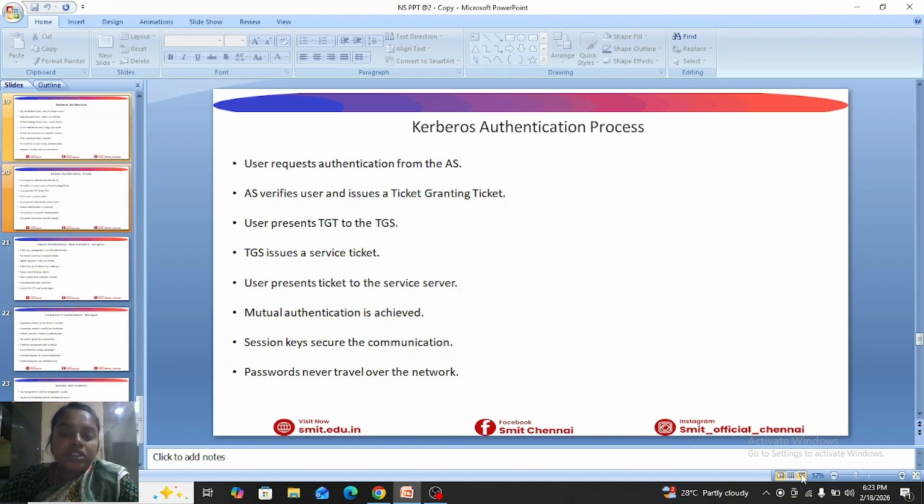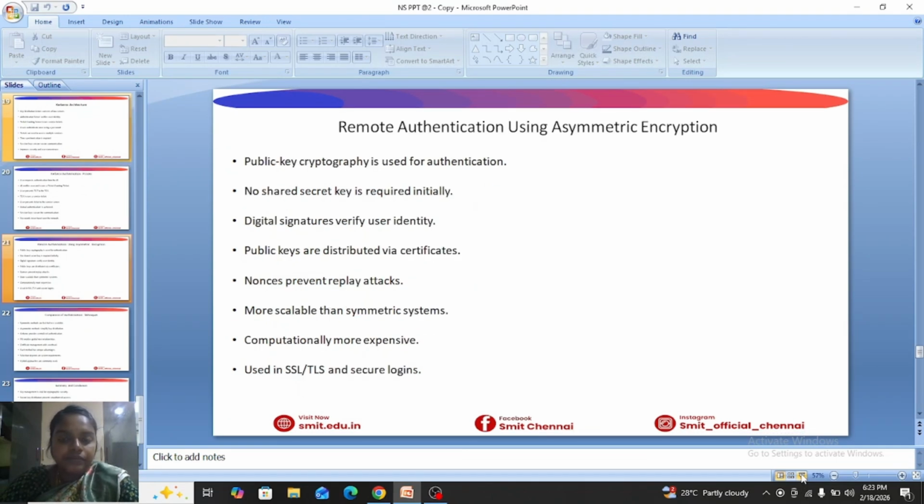Moving on to the Kerberos authentication process. The user needs to request authentication from the AS. The AS verifies the user and issues a ticket granting ticket. The user presents the TGT to the TGS. The TGS issues a service ticket. The user presents the ticket to the service server. Mutual authentication is achieved. The session key secures the communication. Password never travels over the network.